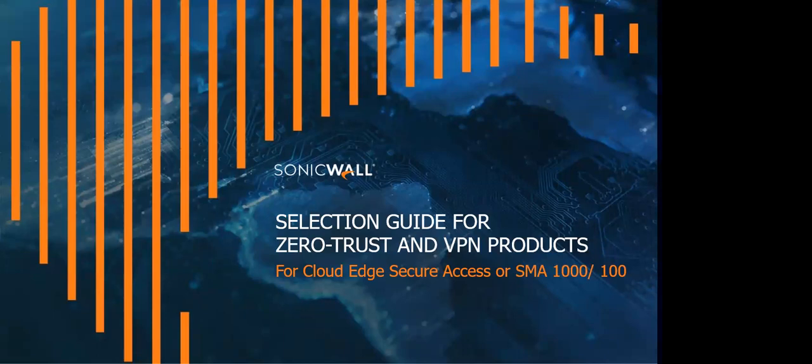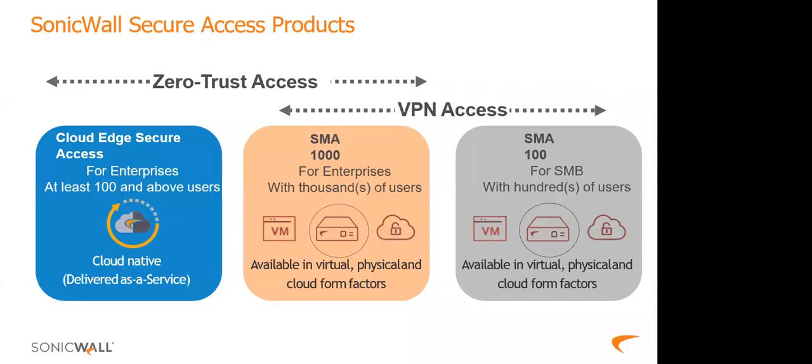So, the selection guide for Zero Trust and VPN products. Zero Trust, the Cloud Edge Secure Access, is actually for enterprises with at least 100 or more users, and all of this is in the cloud. The SMA 1000 series is also for enterprises with thousands of users, available on virtual, physical, or cloud platforms. The SMA 100 series is for SMBs with maybe hundreds of users, also available in virtual, physical, and cloud.